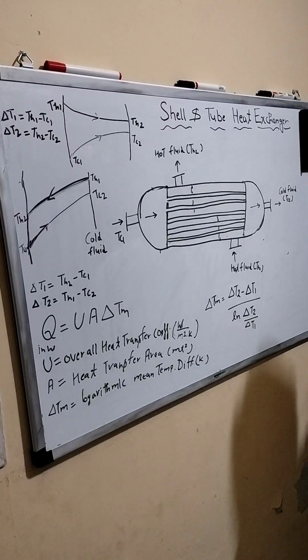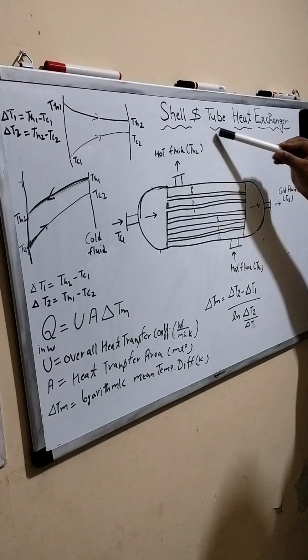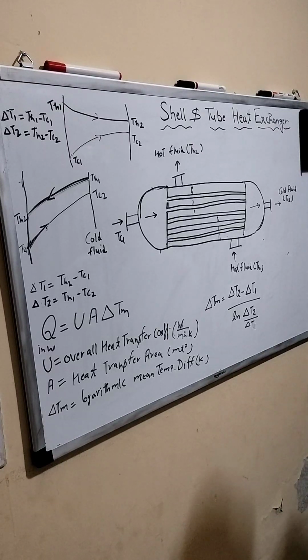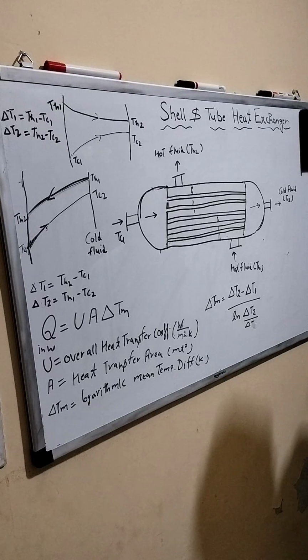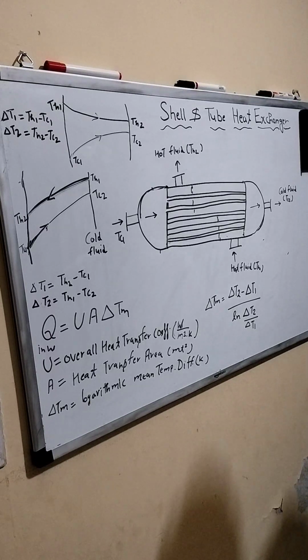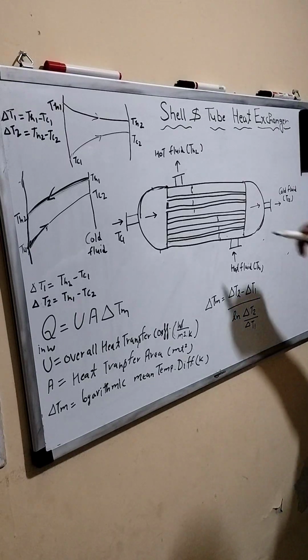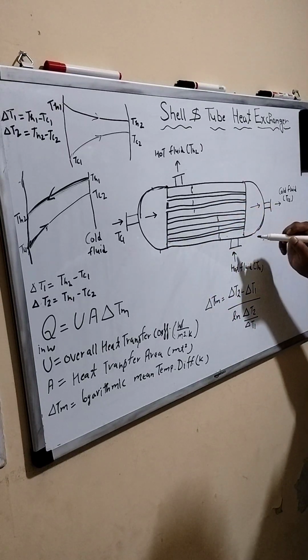Hello student, today we will discuss the shell and tube heat exchanger. Basically, why do we use a shell and tube heat exchanger? It is generally used for heat exchange between two fluids when the two fluids remain in indirect contact. This is a schematic diagram of a shell and tube heat exchanger.